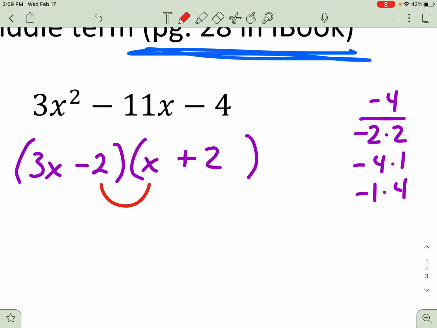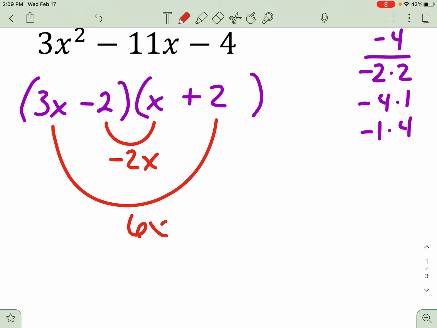Okay, negative 2 times x is negative 2x. 3 times 2 is 6. Negative 2 and positive 6 gives us a positive 4x, but we need it to be a negative 11, right? So that tells us we're not even close, and negative 2 and positive 2 are not going to work.